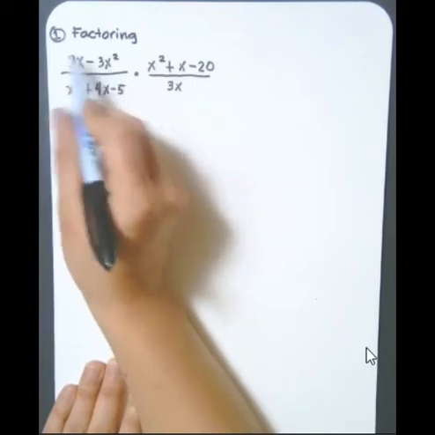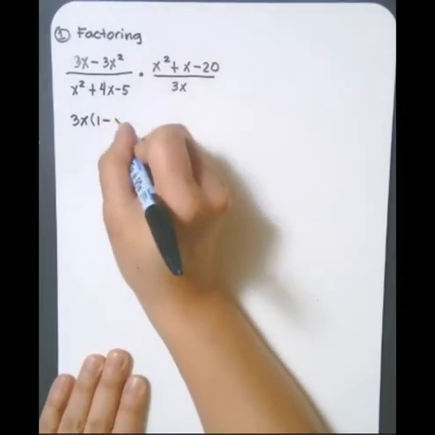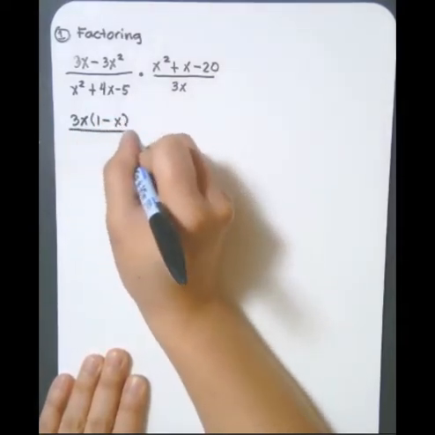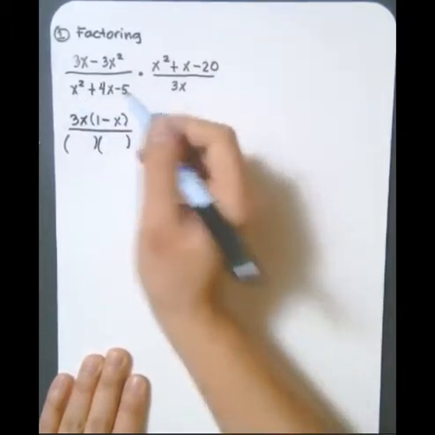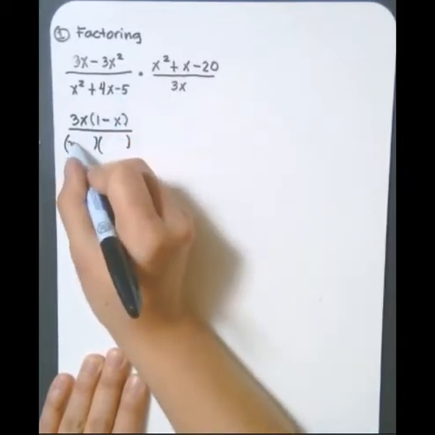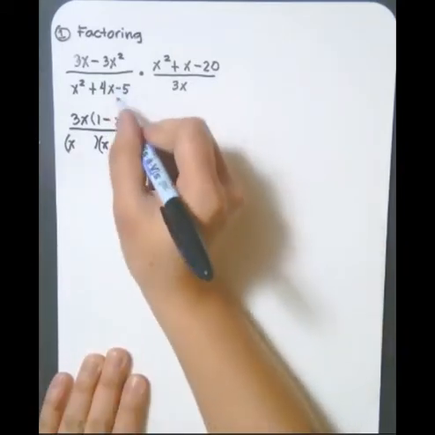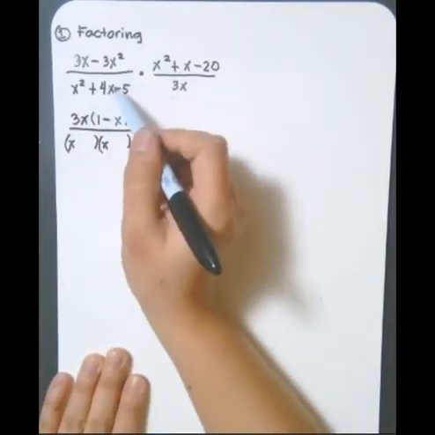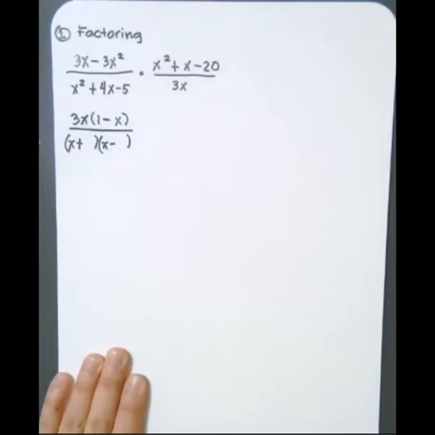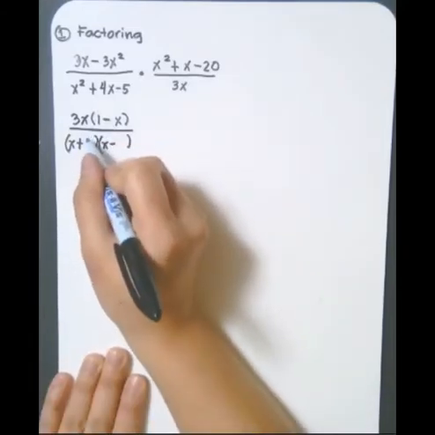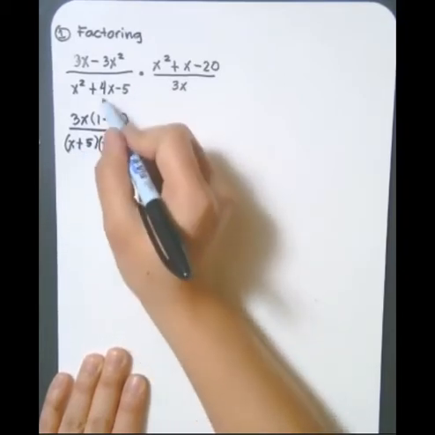Common factors of our numerator here will be 3x(1 − x) over the factors of our denominator. Since it's a quadratic expression, we should write x over here and x over here. Factors of 5 that will give us 4 when we add them. Since it's negative, one of them should be positive and the other negative. So I will write 5 here and 1, because positive 5 plus negative 1 is positive 4.